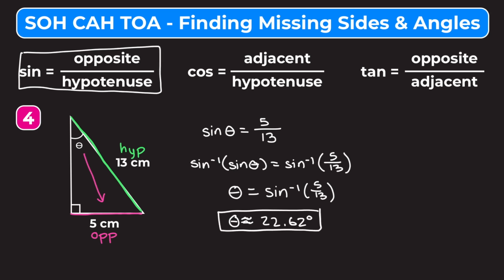So hopefully this video helped you guys understand how to use SOHCAHTOA to find the missing sides and angles in a right triangle.